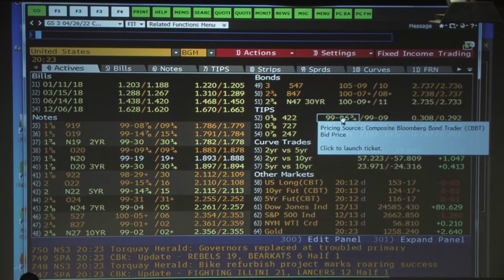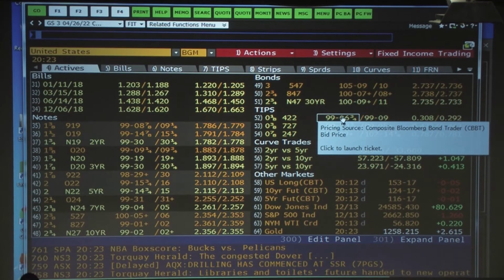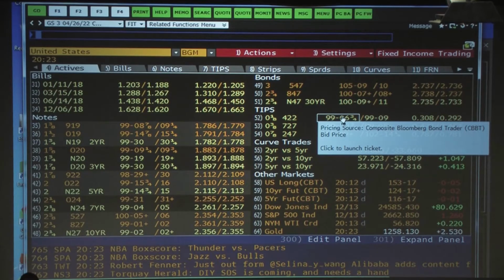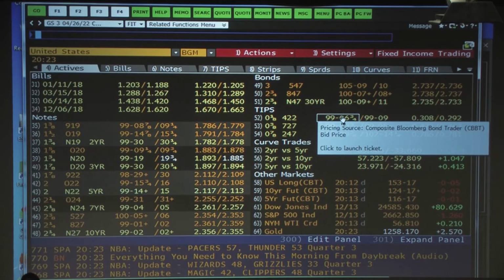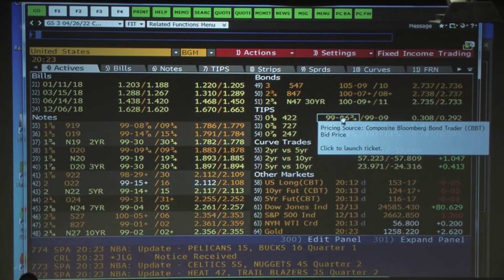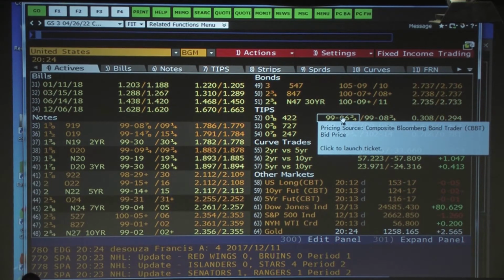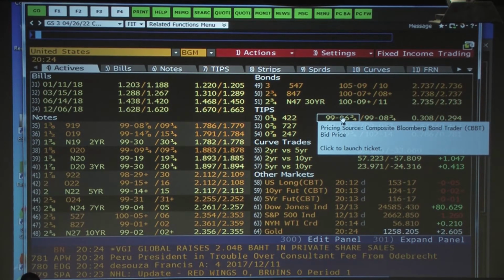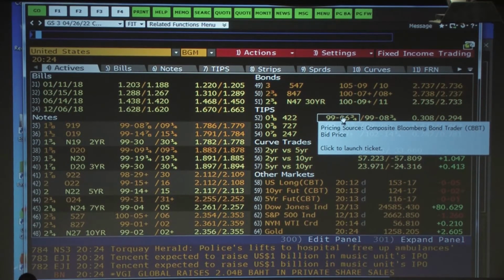Can anyone tell me what a TIPS is? A TIPS is a Treasury Inflation Protected Security. Basically, you can buy a security that will pay you an interest rate plus the current rate of inflation. Isn't that cool? You can always beat inflation in a sense, because you're investing in something that pays you an interest rate plus whatever the inflation rate is of the country that offers that fixed income security. Right now, the Fed is targeting a 2% inflation rate, so it would be 2% plus.